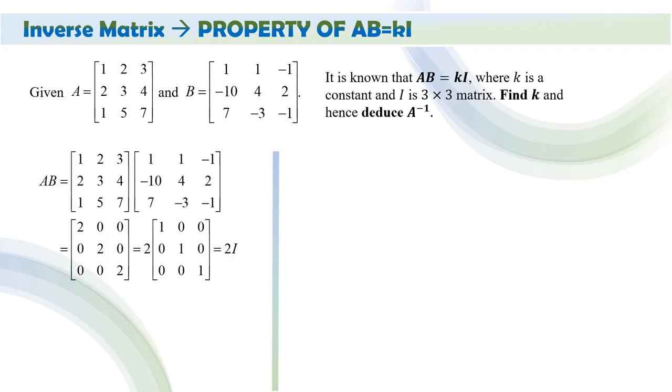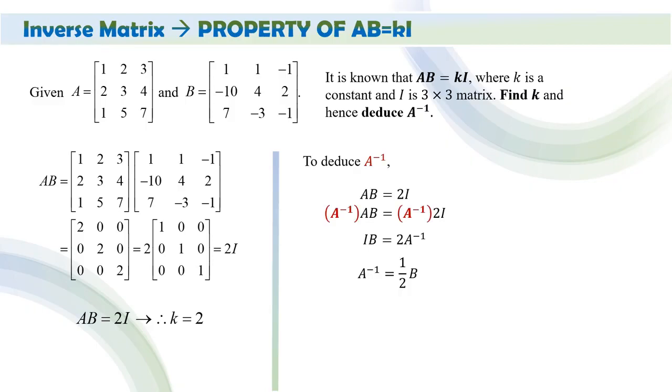AB equals to 2I, therefore K is equals to 2. To deduce A inverse, we need to use AB equals to 2I. We multiply both sides of the equation with A inverse. Then we get A inverse.